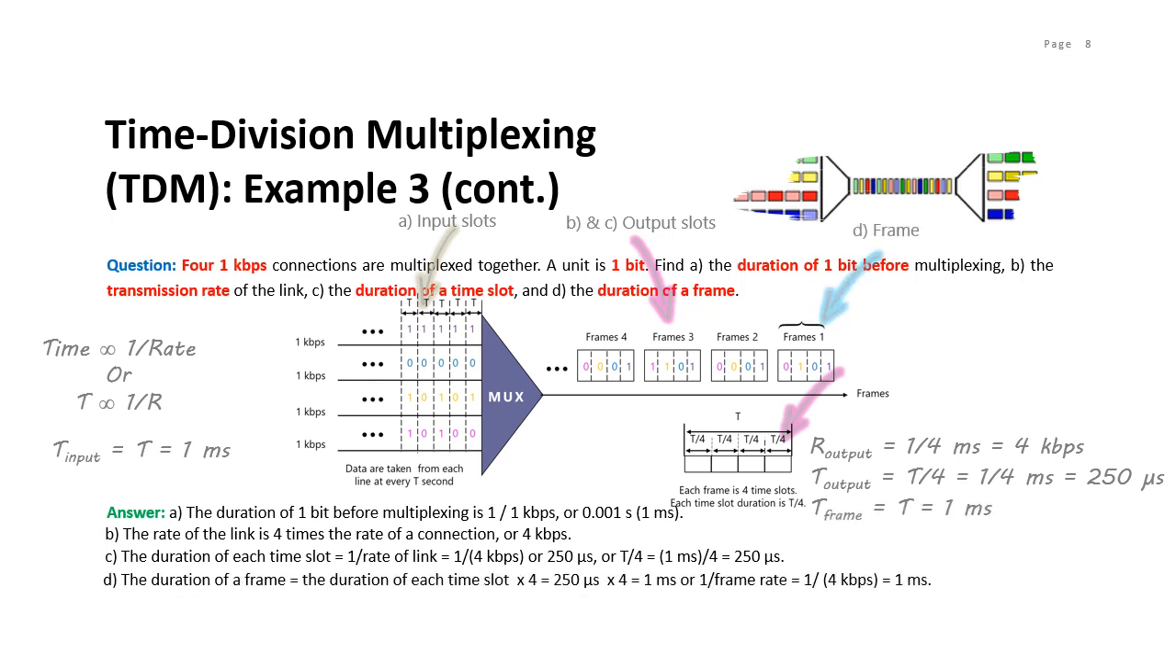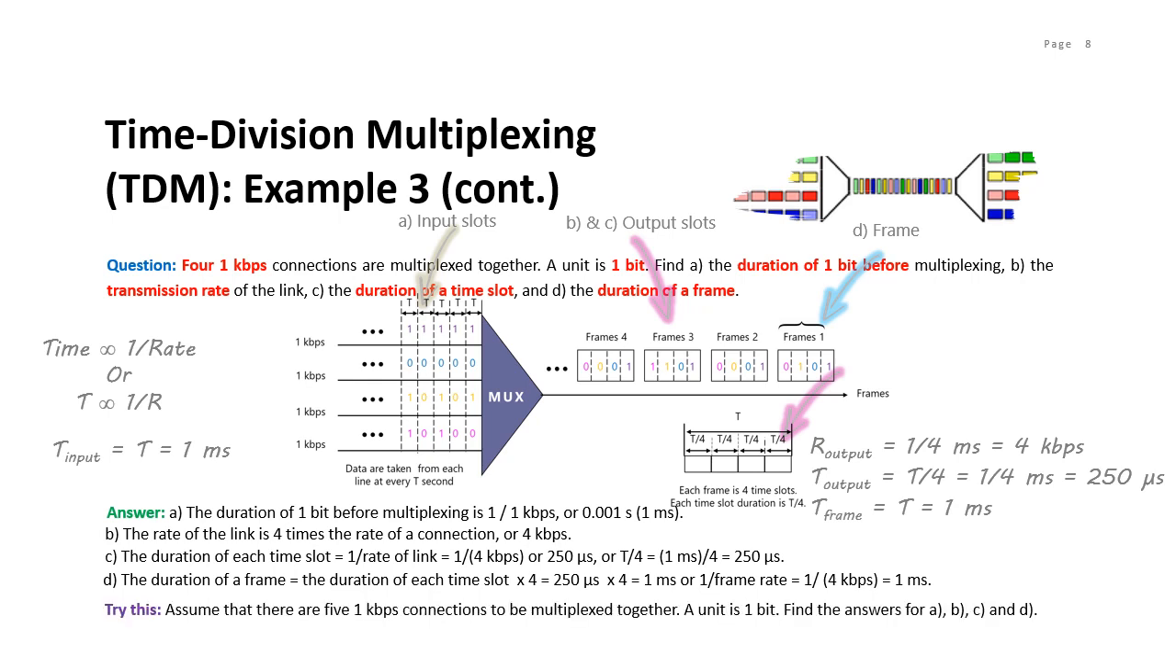For D, the duration of a frame is always the same as the duration of a unit before multiplexing, or 1 millisecond. We can also calculate this in another way. Each frame in this case has 4 time slots, so the duration of a frame is 4 times 250 microseconds, or you shall get 1 millisecond. Again, don't forget to try this with a new assumption, which is 1 kilobit per second instead of 4, and see whether you can get the answer for A, B, C, and D.